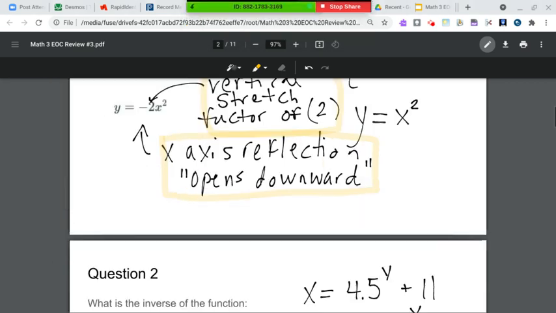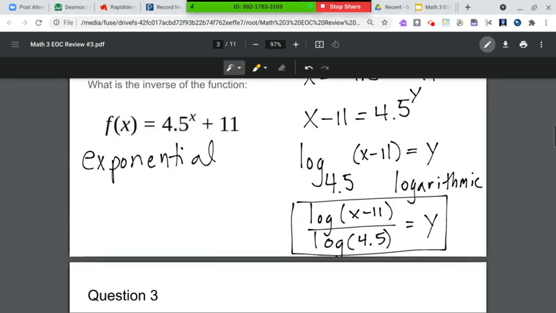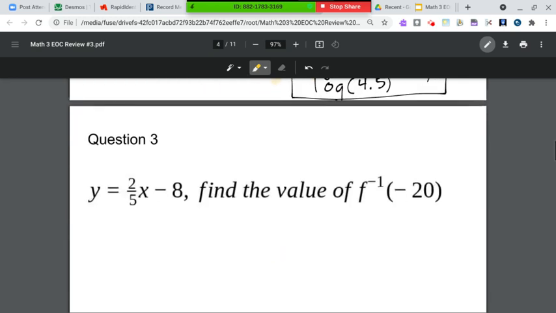Okay, so just real quick, Antonetta said, why did we go from this to this? It's the same thing. It's just in change of base form. Okay. All right, number 3.